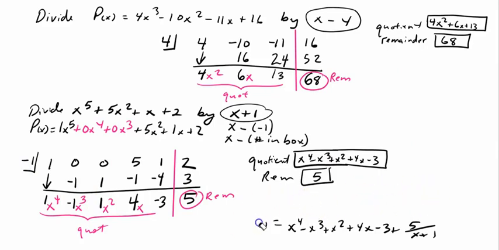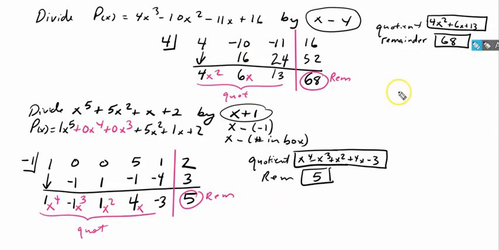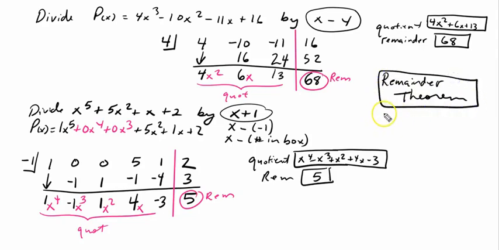Now, what the remainder theorem says is if you have a polynomial p of x and you use synthetic division, then P evaluated at the number in the box, so not P times, but P evaluated at the number in the box is equal to the remainder. And if you've already done the synthetic division, then you don't have to calculate this number directly.